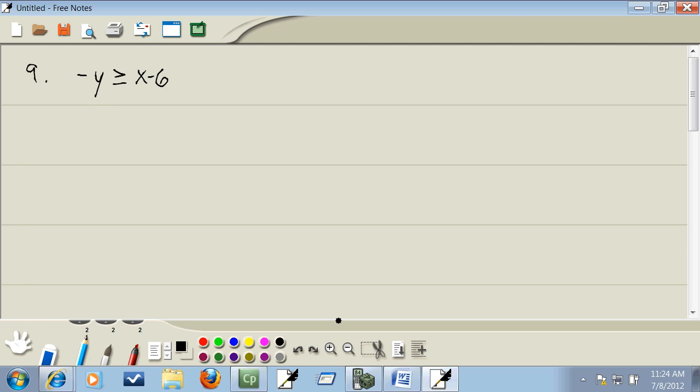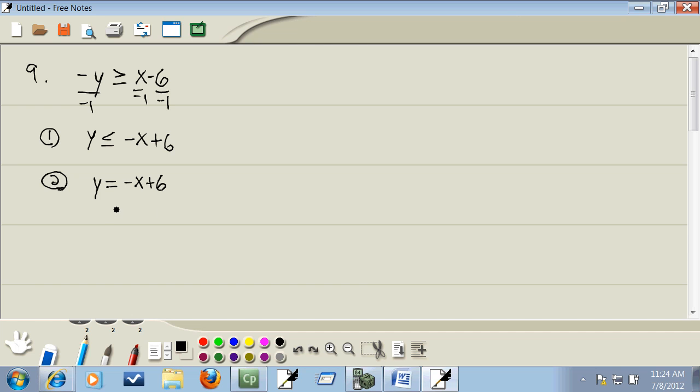First thing I'm going to do is solve for y. Well, in this particular case, to solve for y, we have to divide everything by -1. This becomes y. X divided by -1 is a negative x. -6 divided by -1 becomes a positive 6. And when you divide everything by a negative, you flip your inequality symbol. So the greater than or equal to becomes a less than or equal to.